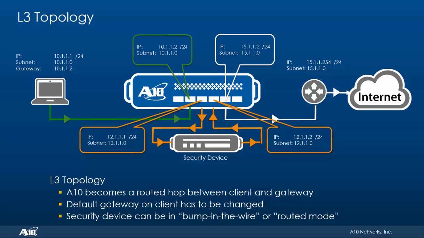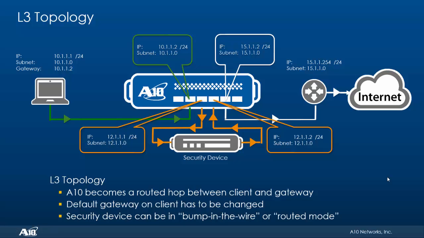We start off by looking at the L3 topology. This is the topology that we've applied onto our home lab. In this topology, we should have a client machine on one side connected to an A10 device. The A10 device is connected to a security device and in turn connected to a gateway router. There are three separate subnets on the network.